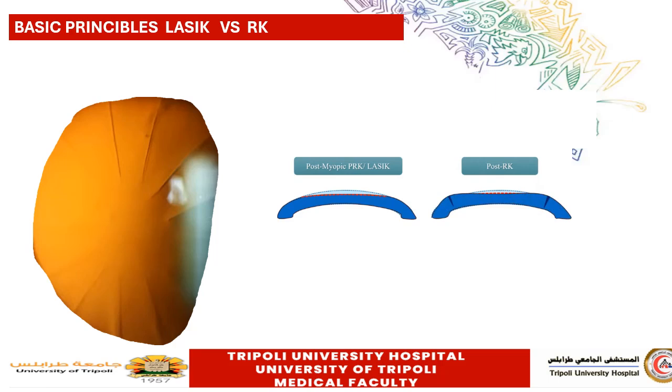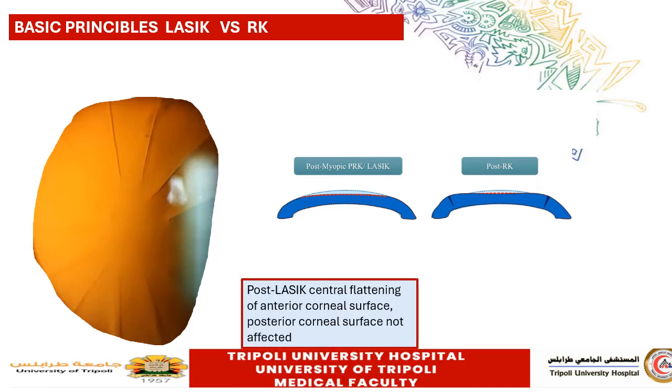This is very important to consider because when we study the K readings, you should understand the difference between the K reading in post-LASIK cases, which mainly changes the anterior surface, and radial keratotomy, which affects both the anterior and posterior surface.